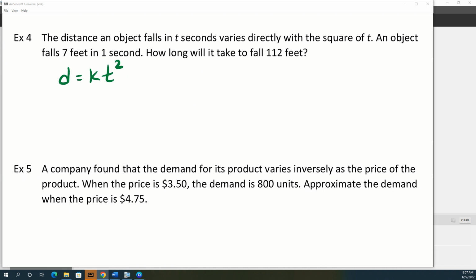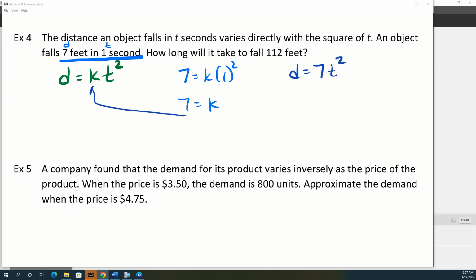So we can figure out K, the constant of variation, by plugging in values. I know that an object falls 7 feet, which is a D, in 1 second, which is a T. So we would say that 7 equals K times 1 squared, or K is 7. Gravity is never 7 on Earth, so I don't know, it's okay. So we would rewrite this problem with K as 7.